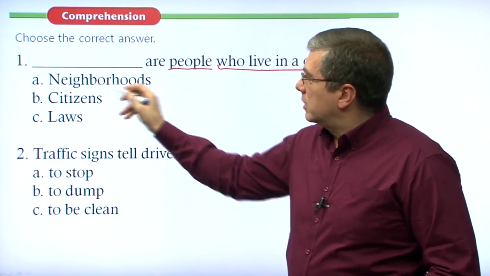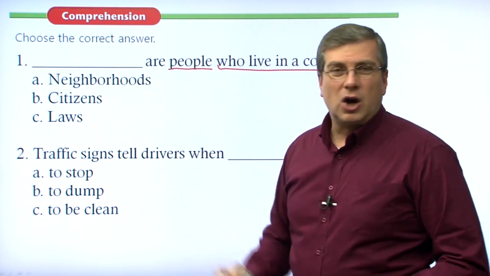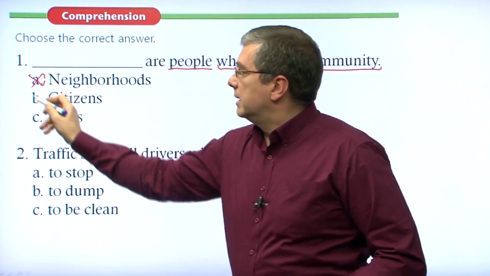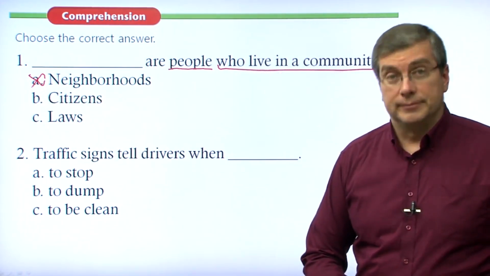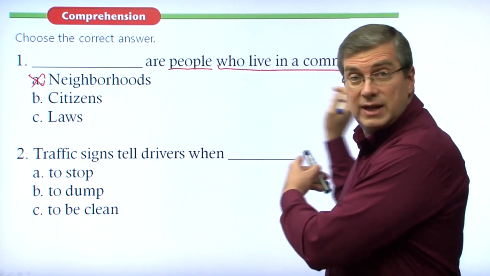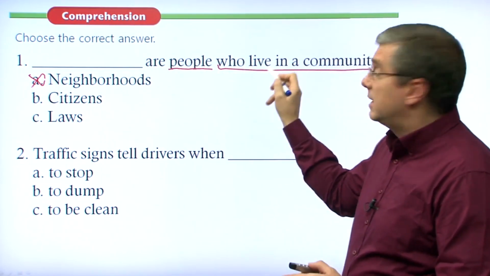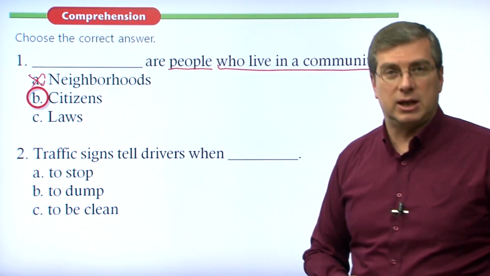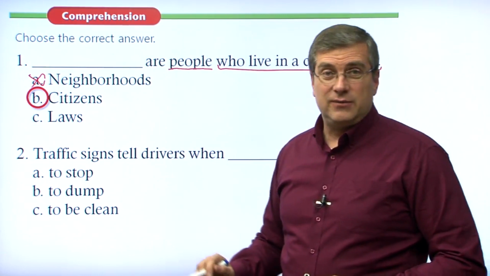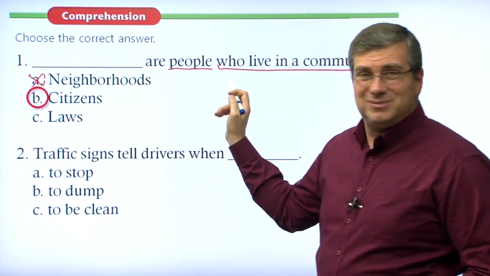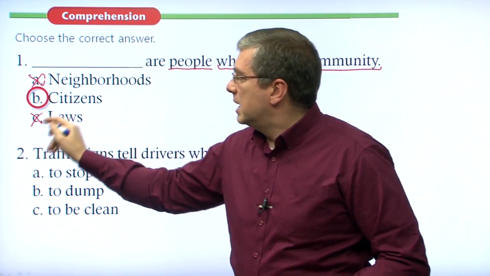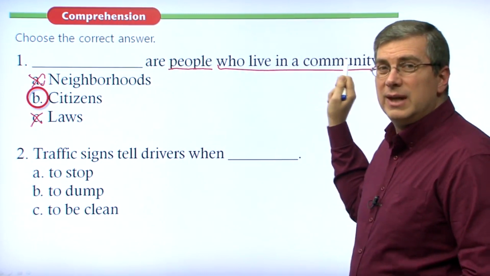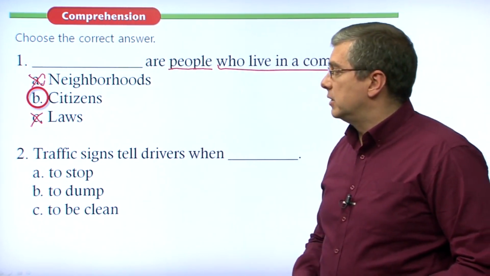So which one of these words describes people? Are neighborhoods people? No, neighborhoods are places, so that doesn't fit. Citizens, are citizens people? Yeah, that's true. Is it true for the rest of the sentence? Citizens are people who live in a community? Yes, absolutely. Citizens are people who live in a community. That fits. Let's look at C for practice. Laws. Are laws people? No, laws are not people. That doesn't fit. So our right answer is B, because citizens are people, and they are people who live in a community. Let's move on to number 2.